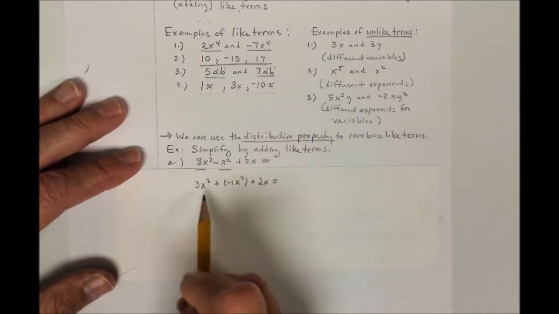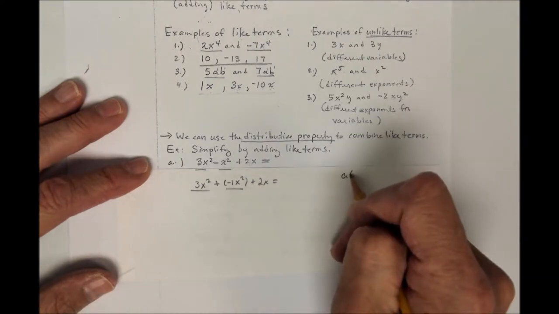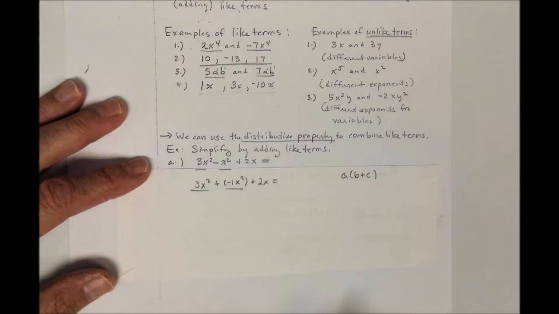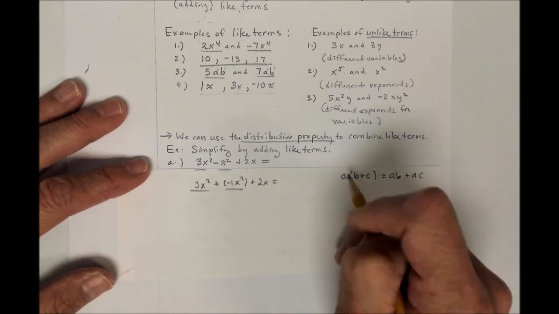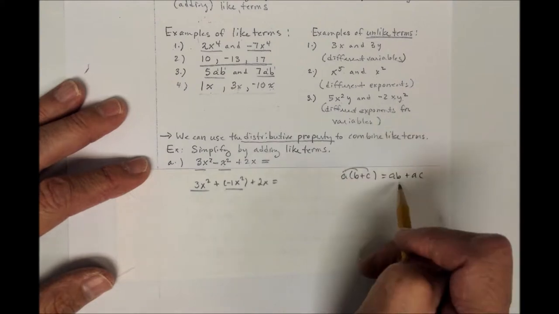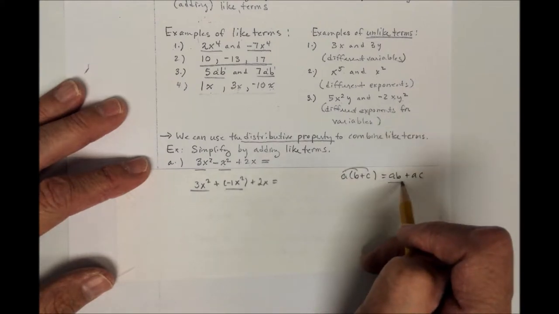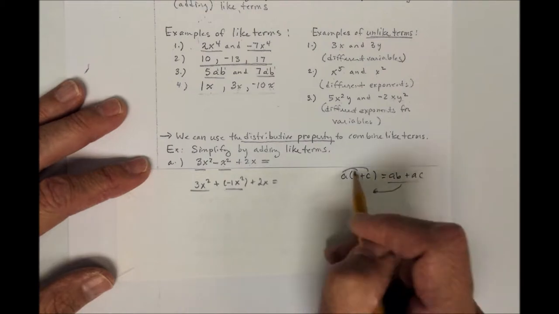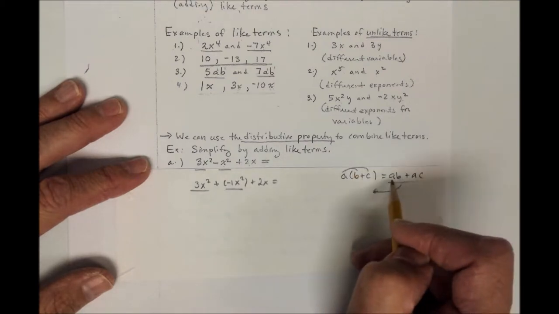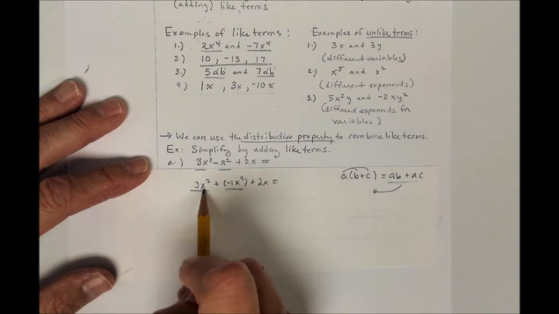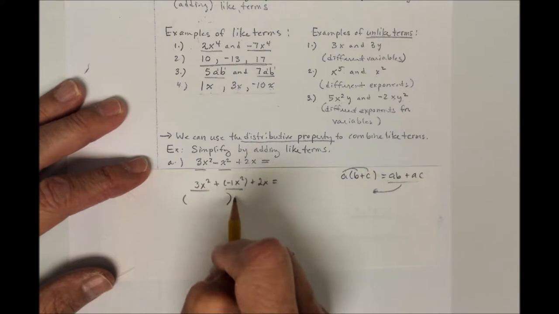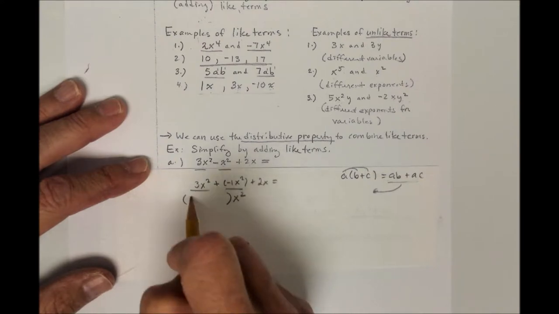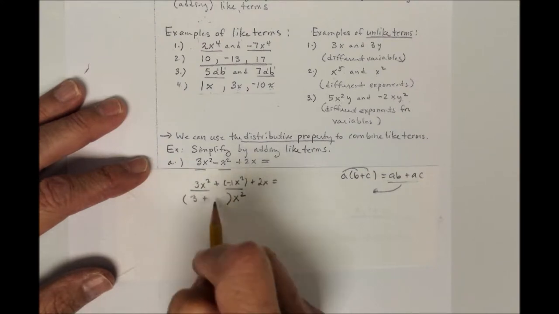Now, I have like terms here, and because I have like terms, I'm going to use the distributive property. Remember, the distributive property was a times the quantity b plus c is equal to a times b plus a times c, where you multiply it through. Well, in this case, we're going to kind of reverse it. We're going to start with this, and we're going to go backward by not multiplying through, but dividing or factoring out the common factor. See, they both have an x squared, and that's a factor. So I am going to factor out the x squared, and that would leave the 3 plus the negative 1.